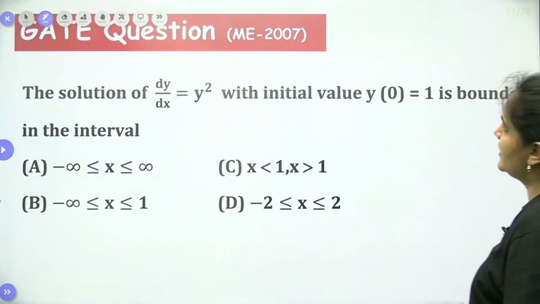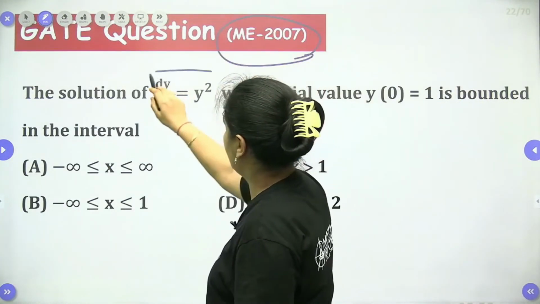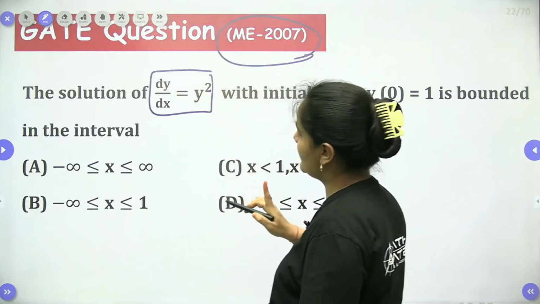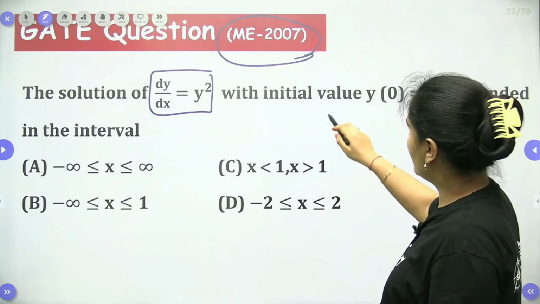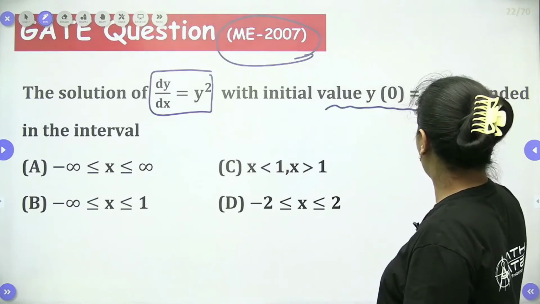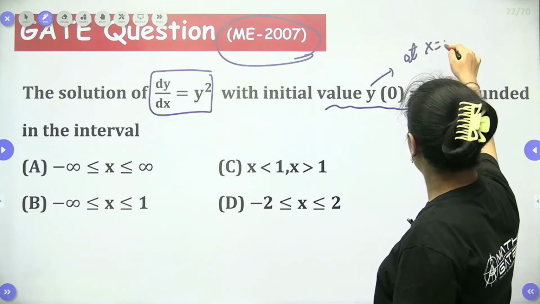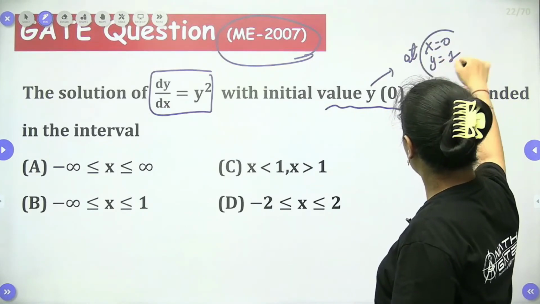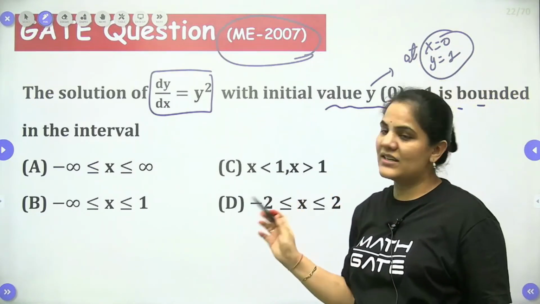Now let's come to the next question. This has been asked in the 2007 GATE examination. Let's approach the question. What exactly is the question talking about? The solution of dy by dx is equal to y square with the initial value y0 is equal to 1. It means at x is equal to 0, y is equal to 1, is bounded in the interval. So it is bounded in which interval?